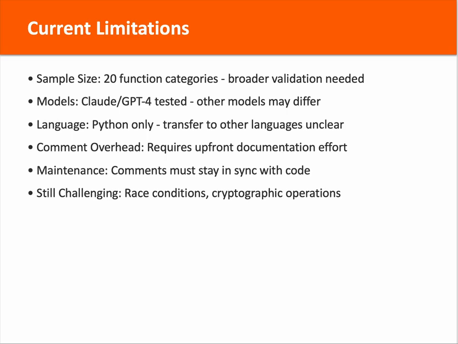However, there are some limitations about this approach as well. Our study examined 20 different types of function categories. Broader validation would strengthen these findings. We tested Claude and GPT-4. Other models may behave differently. We focused on Python. We can try with other languages as well, but at this point, how the other languages will behave is still unclear. There is an overhead in writing detailed comments, and they must stay synchronized with the code.